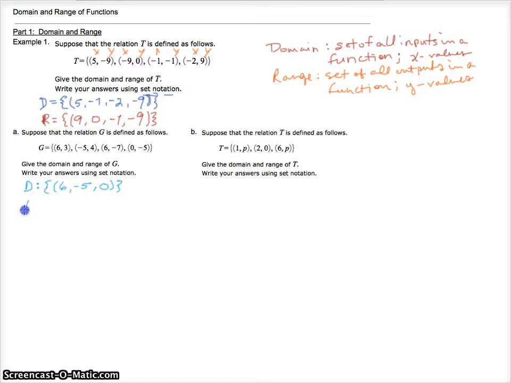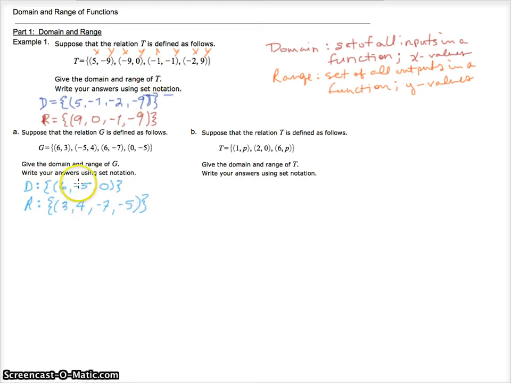Here's R, the range, all of my y values: 3, 4, -7, and -5. In this instance, I did not put them in order so I could show you a different way to list them.